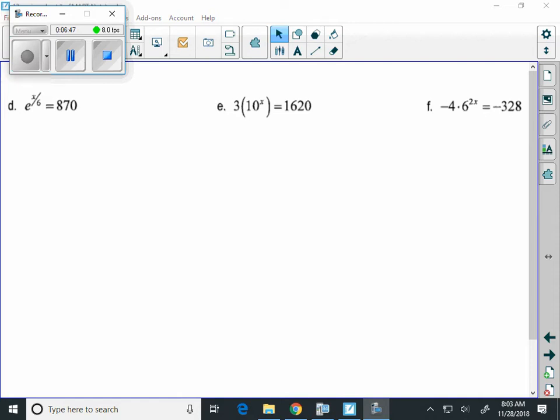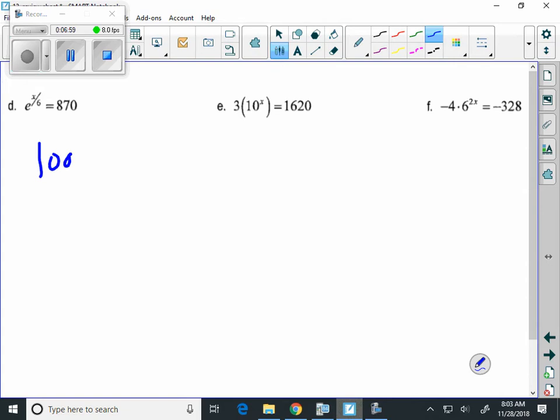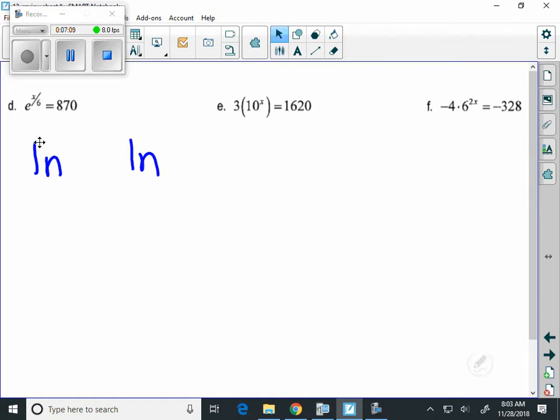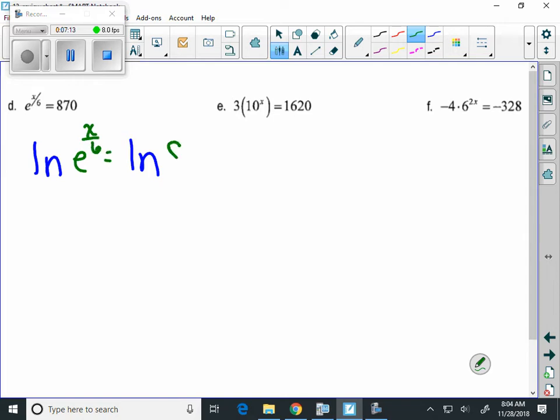Letter D. e to the x over 6 equals 870. Still the same idea as the previous A, B, and C. We're going to put a logarithm in. In fact, I'm going to use the natural log because it's an e. If you like log, use log every single time. It's the natural log of e to the x over 6 equals the natural log of 870.